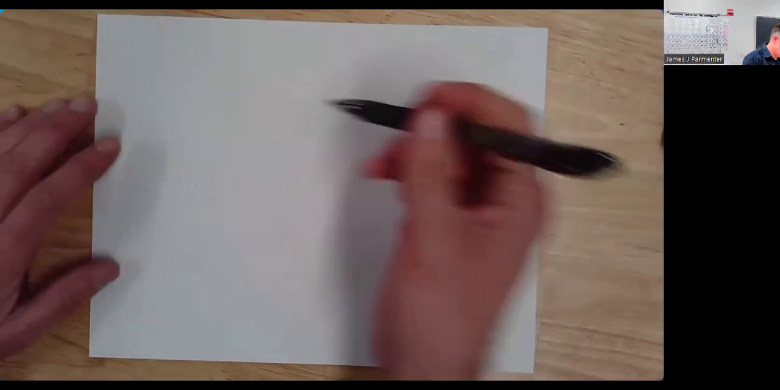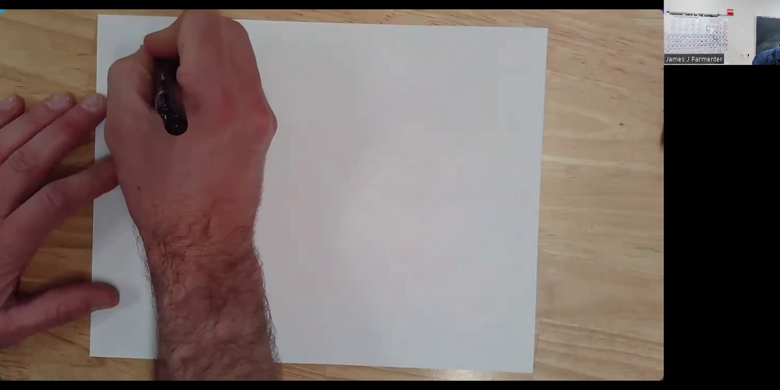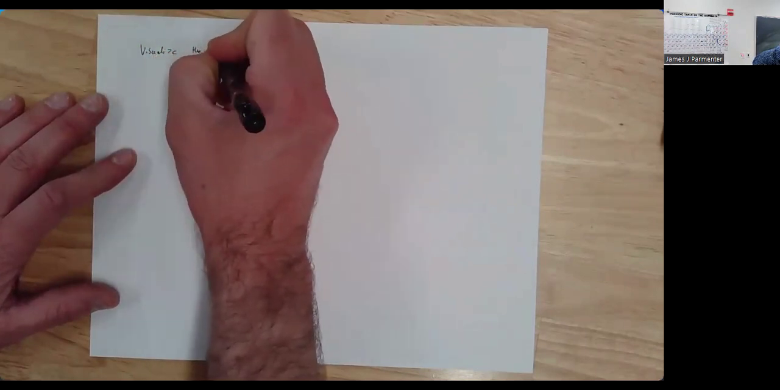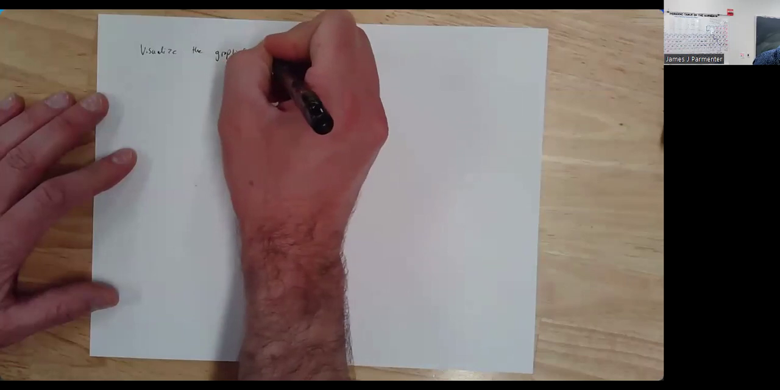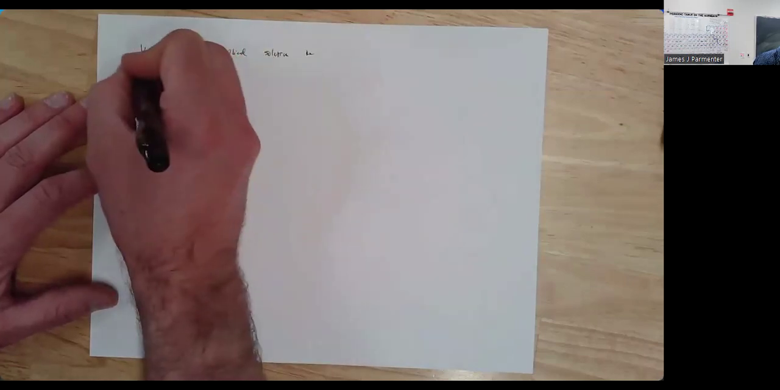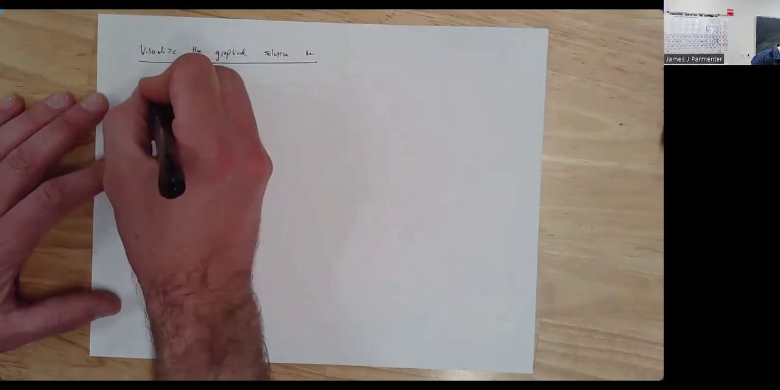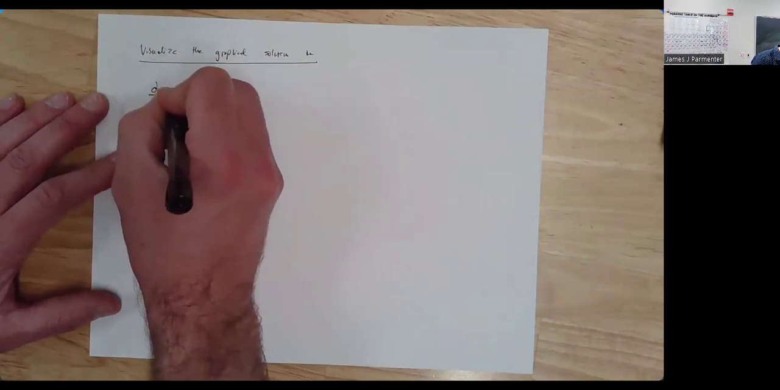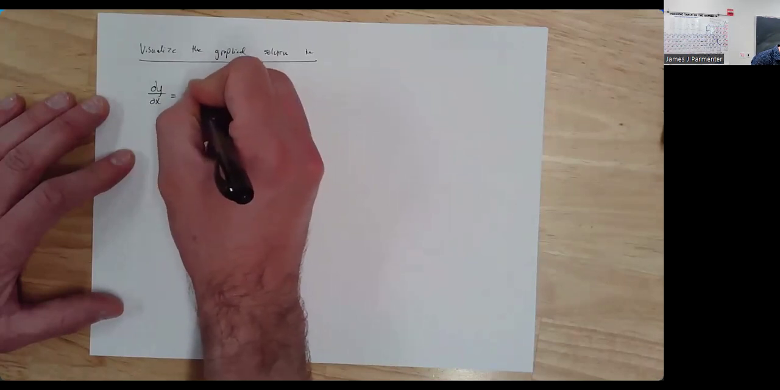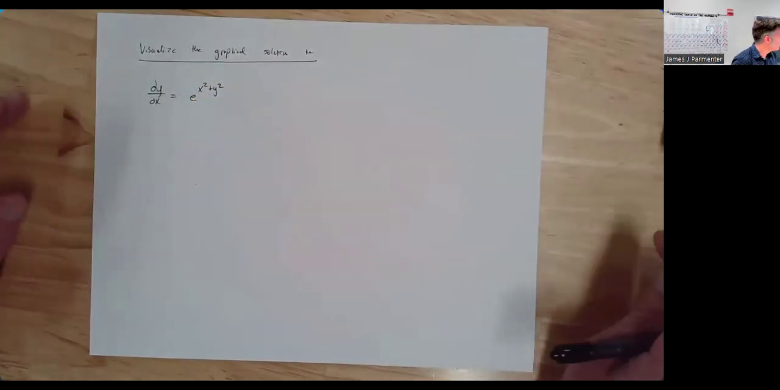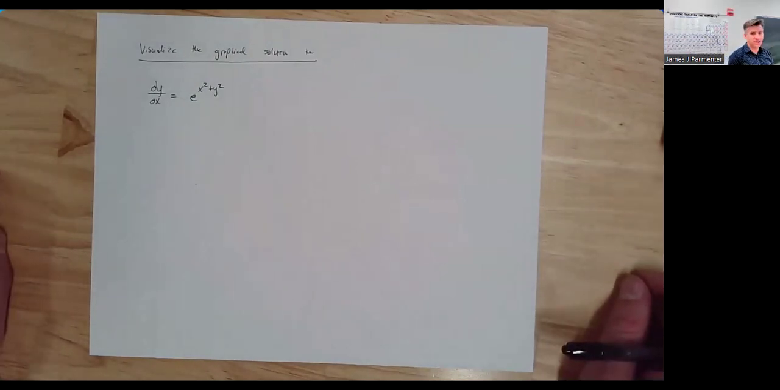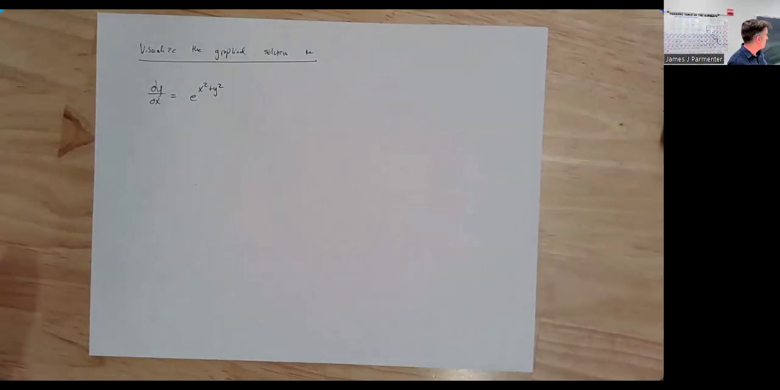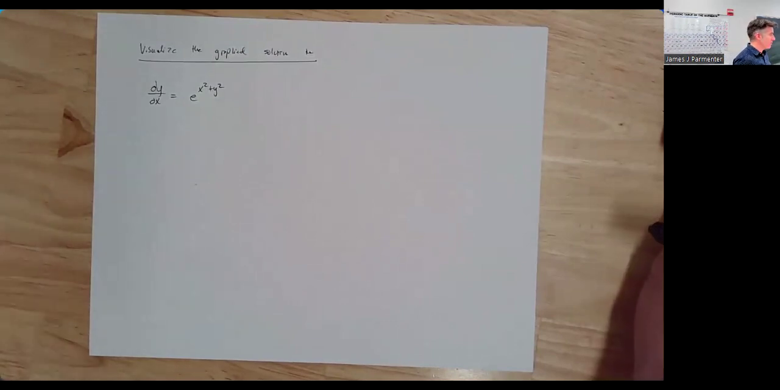Let's say we want to try to visualize the graphical solution to the following. Y prime, or dy/dx, is equal to e to the x squared plus y squared. This one is at least a little bit easier to deal with because we can pick an x and y coordinate to plug in and see what things look like. So I'm going to start with what seems like an easy place for me to start, which is if x and y are both 0.